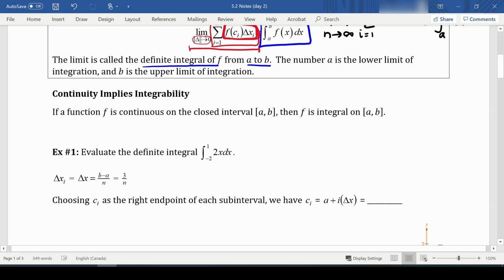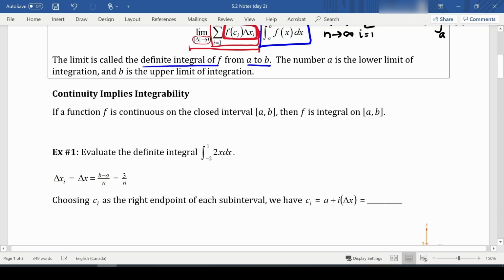Something to note is that if you have a continuous function on our closed interval, then f will be integrable, meaning you can take the integral of f as long as f is continuous. Continuity implies integrability.